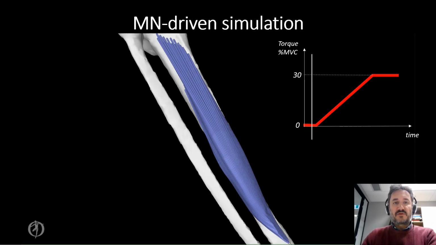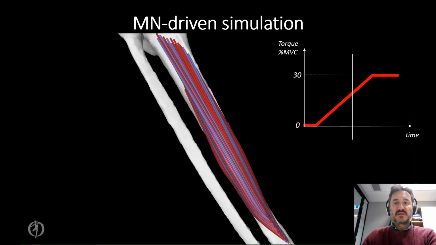This is an example of simulation using motoneuron spike trains as input. The model is simulating a ramp contraction of increasing load, and you can see how the individual motor units, each represented by a single line of action, are recruited while the ankle torque increases, until the majority of the muscle volume is contributing to the produced force.